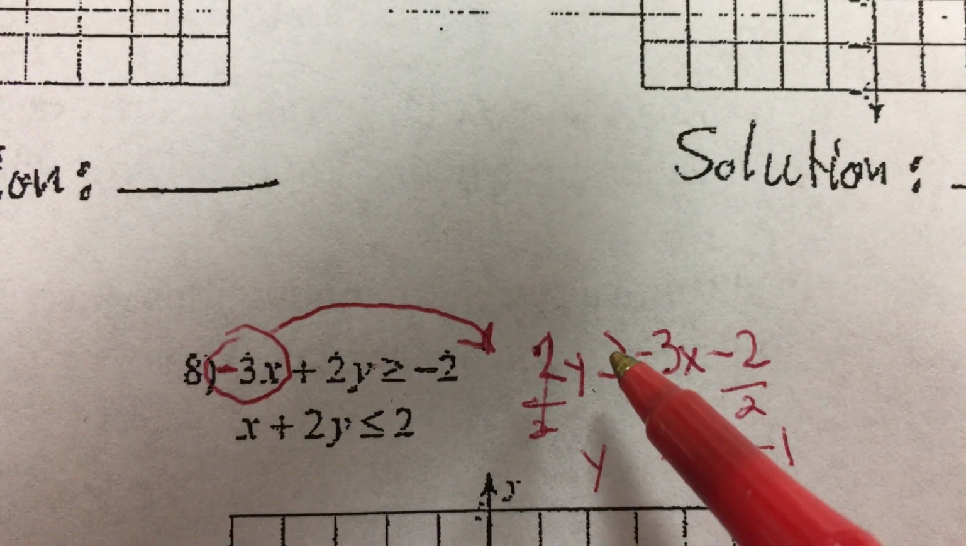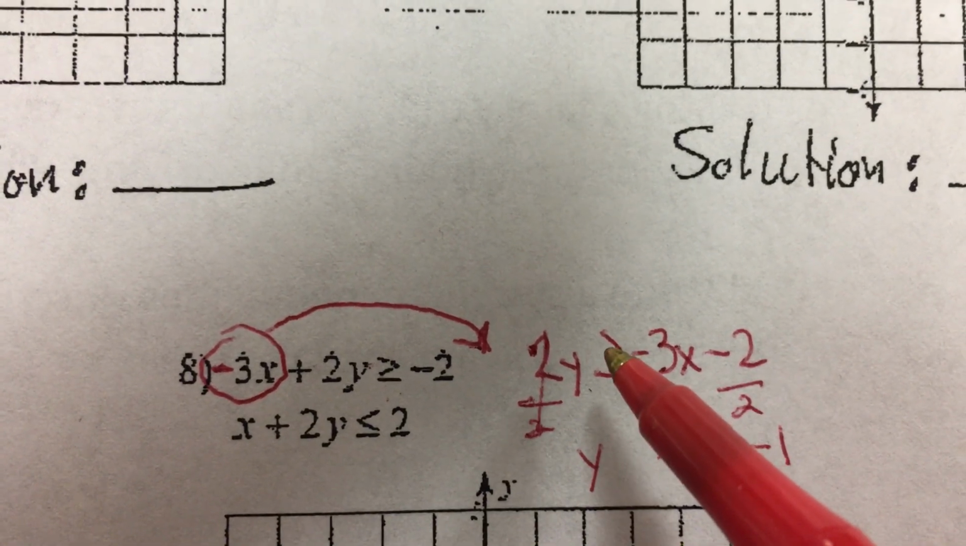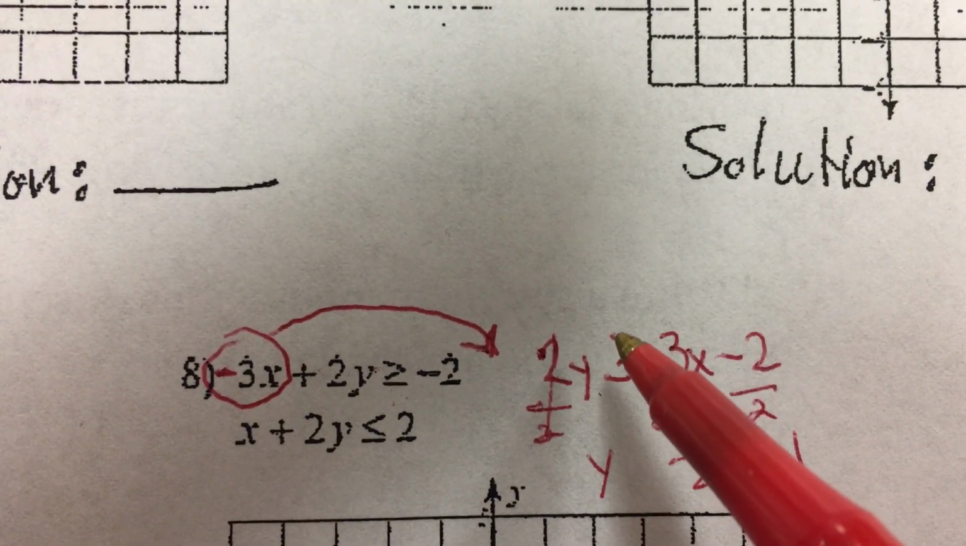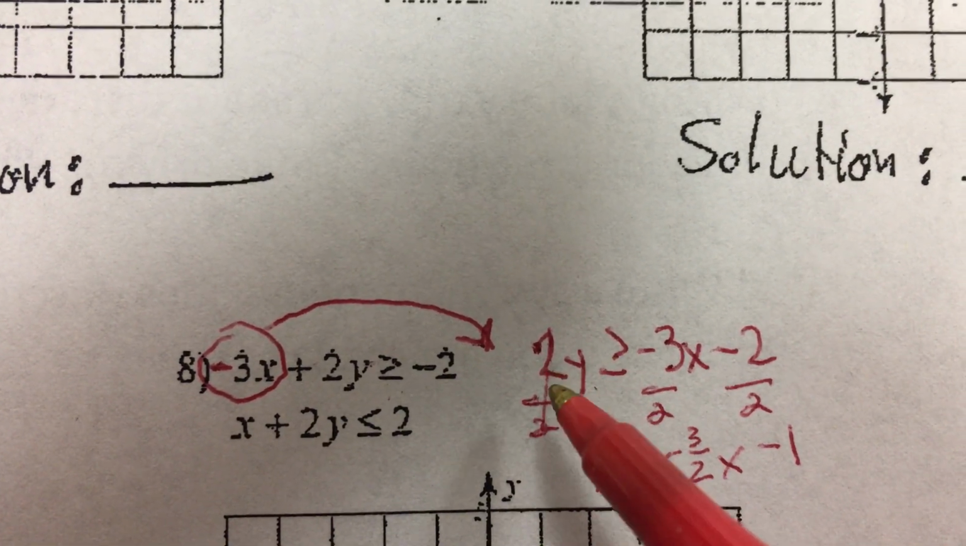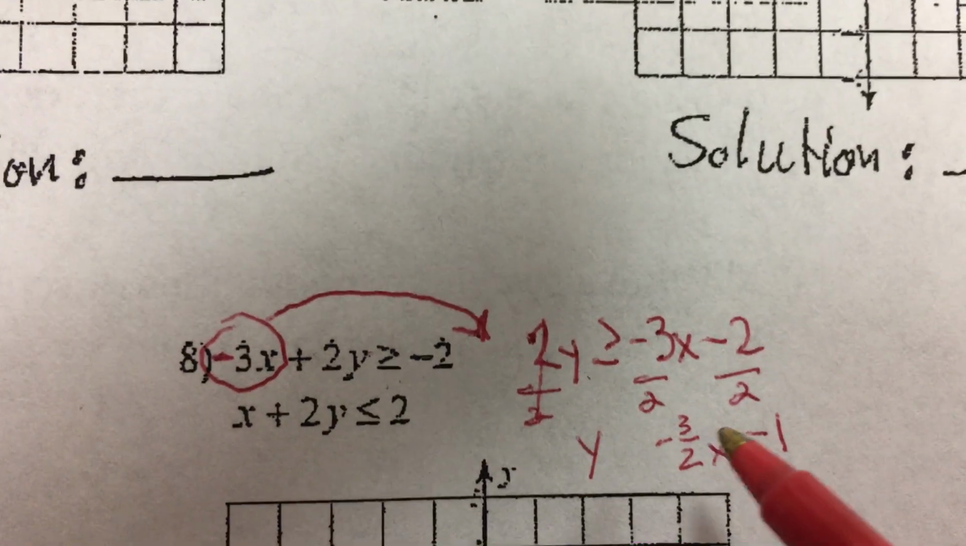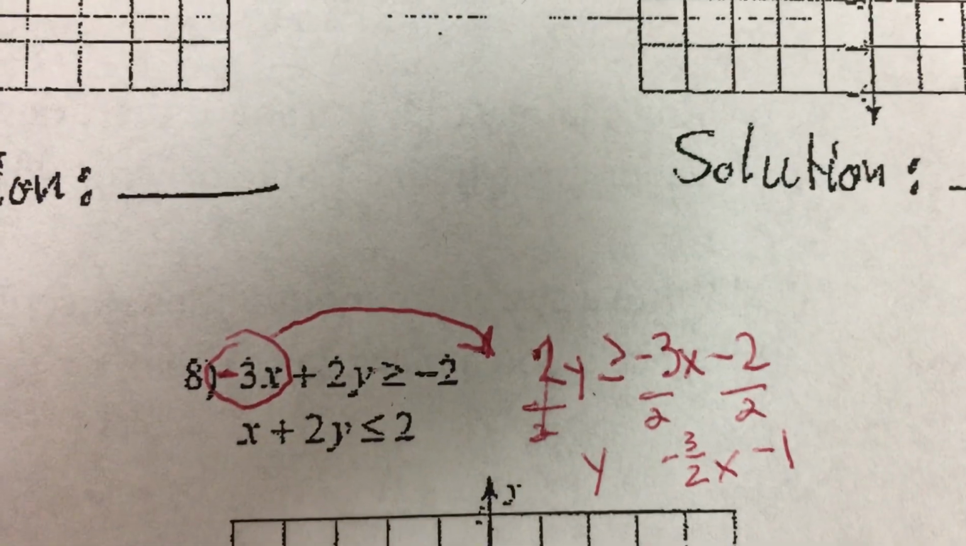Now, because we divided by a positive number, we do not have to flip this inequality symbol. It's still going to be a greater than or equal to symbol. Had this 2 been negative or any other negative number in front of the y and we divided everything by it, we would have had to flip the inequality symbol the other way.